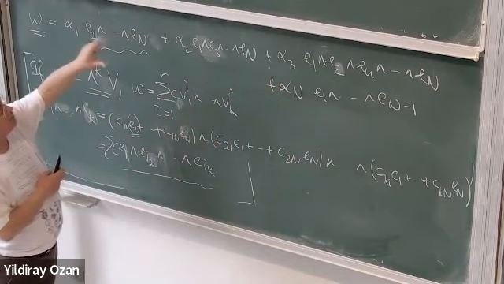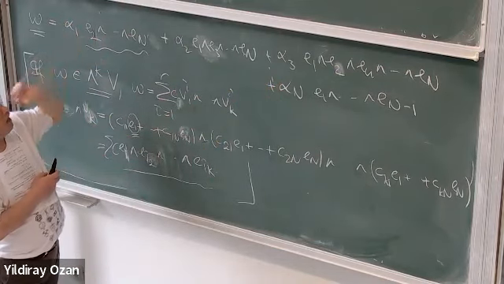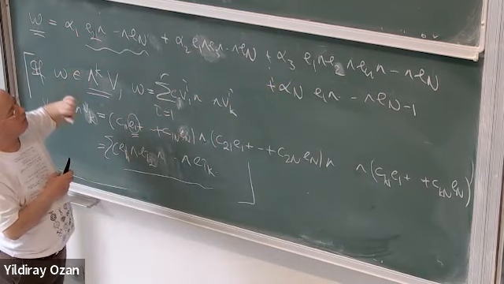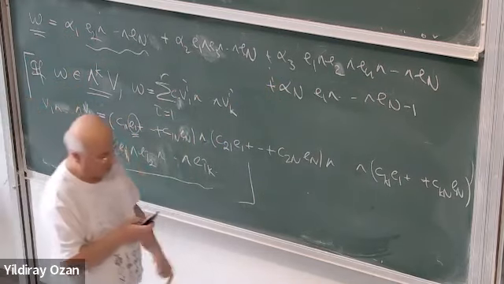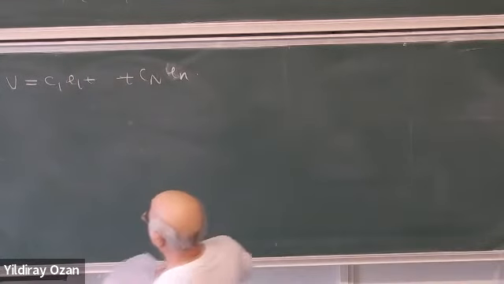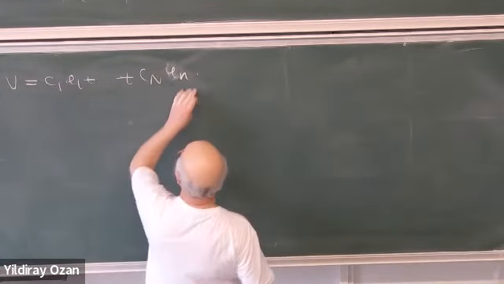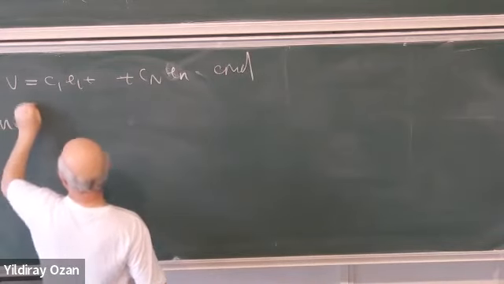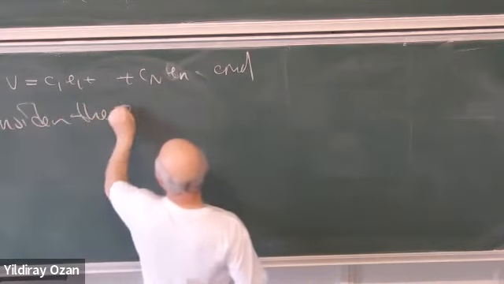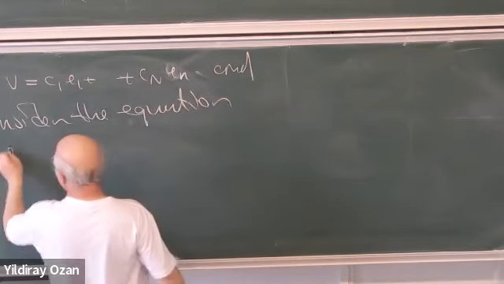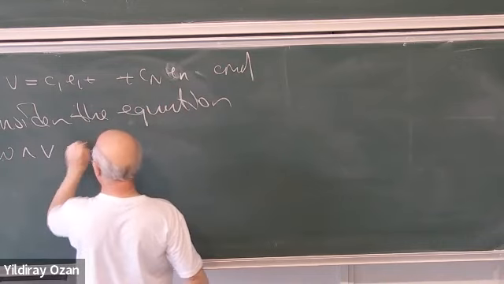We took those two vectors and looked at the vectors so that when we multiply that vector with this form, we get 0. So that's what we are going to do. And consider the equation W wedge B equals 0.